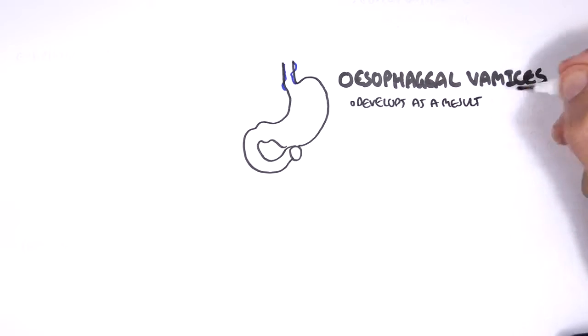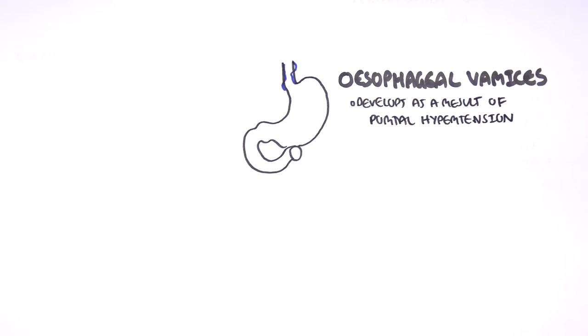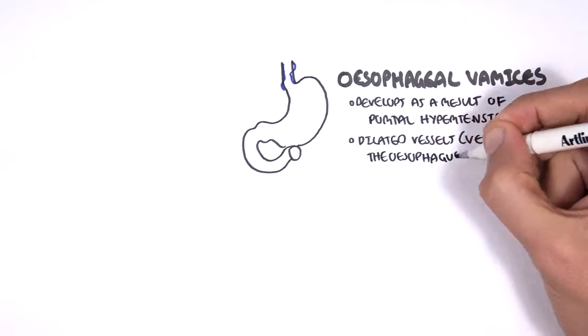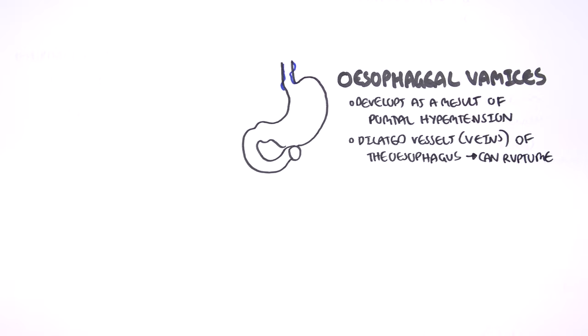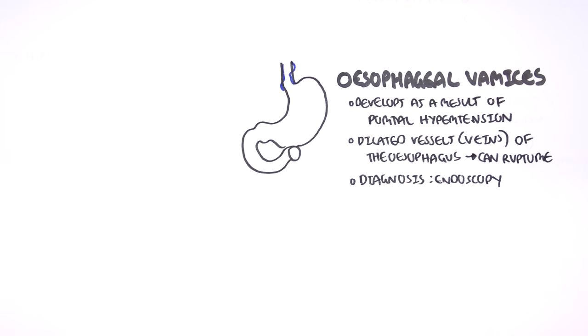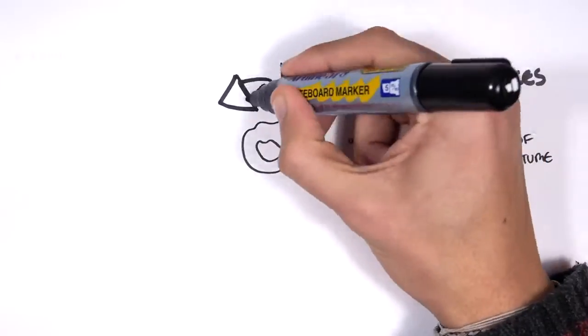The next condition we're going to talk about is esophageal varices. So here we have the stomach again, and here we have the veins around the stomach and the esophagus. Esophageal varices develop as a result of portal hypertension, usually. Esophageal varices is where we have dilated vessels, veins, of the esophagus. And these dilated veins can rupture. This is very serious and dangerous. Diagnosis of esophageal varices is using an endoscope.